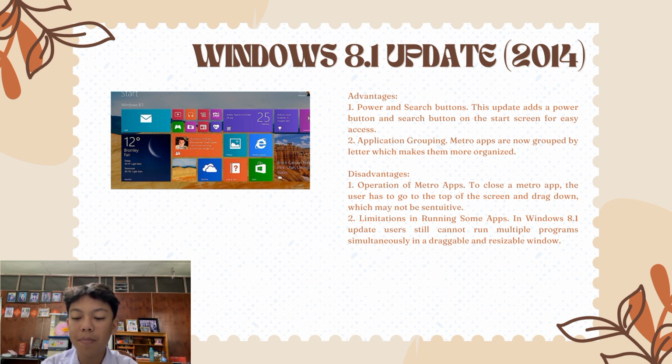2. Application grouping. Metro apps are now grouped by letter, which makes them more organized. Disadvantages: 1. Operation of Metro apps. To close a Metro app, the user has to go to the top of the screen and drag down, which may not be intuitive. 2. Limitation in running some apps. In the Windows 8.1 update, users still cannot run multiple programs simultaneously in some windows.